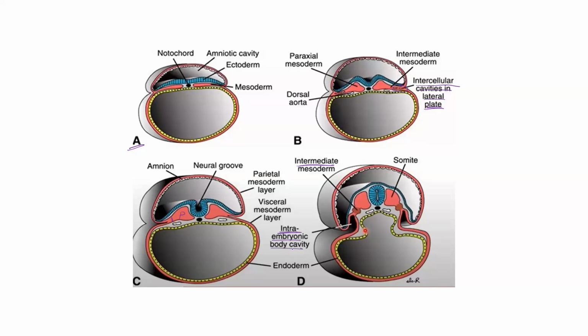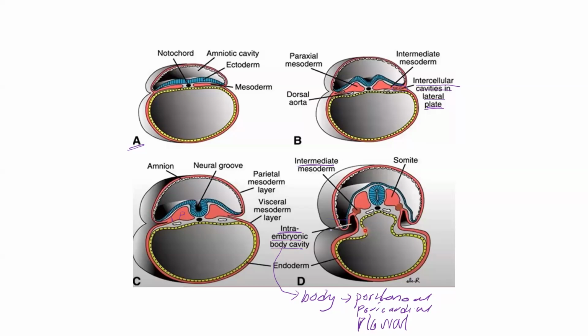And it is this intraembryonic coelom which gives rise to the three body cavities: the peritoneal, the pericardial, and the pleural cavity. So those cavities are derivatives of the intraembryonic coelom. But the lateral plate mesoderm is further divided into two. So we have a part which is intimate to the ectoderm.